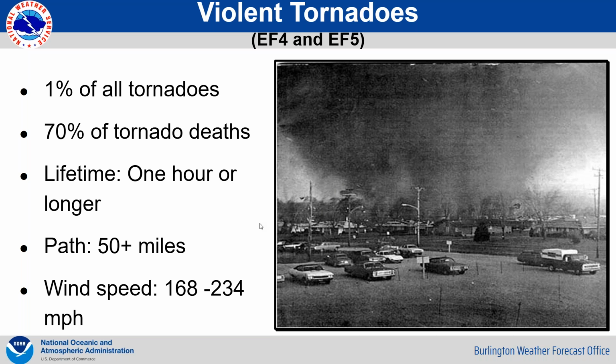It's the violent tornadoes that are usually more deadly. They're very rare. 1% of all tornadoes will be in this EF4 or EF5 category, but they account for 70% of tornado deaths. Unfortunately, because the conditions that usually create them are favorable, they last long and have long path lengths. Wind speeds in excess of hurricane force will strip a house off of its foundations readily.